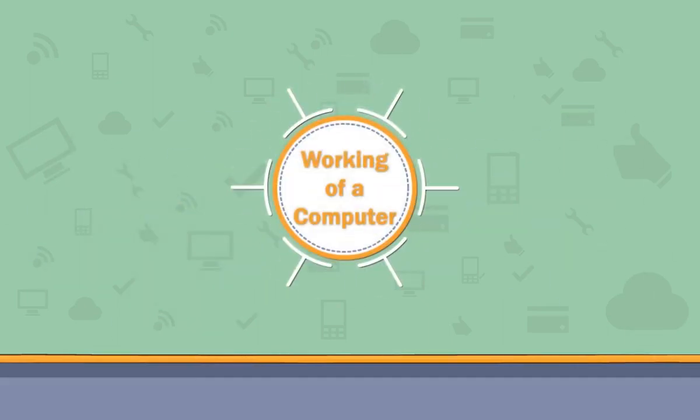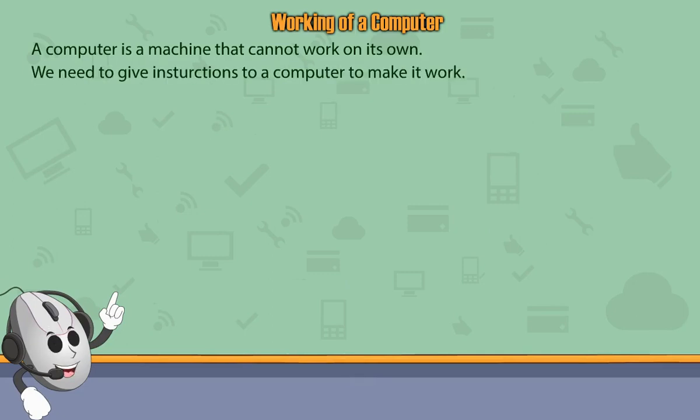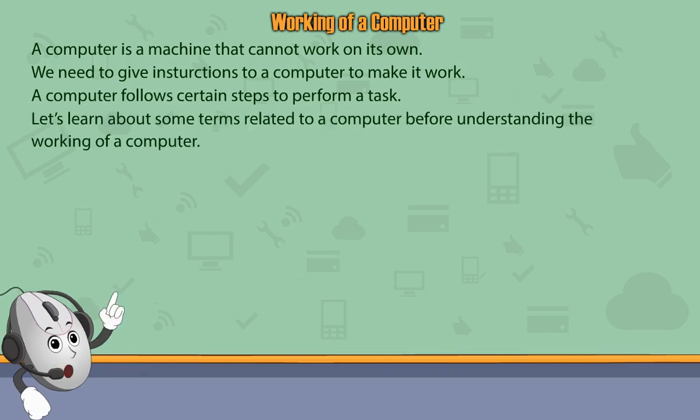Working of a computer. A computer is a machine that cannot work on its own. We need to give instructions to a computer to make it work. A computer follows certain steps to perform a task. Let's learn about some terms related to a computer before understanding the working of a computer.